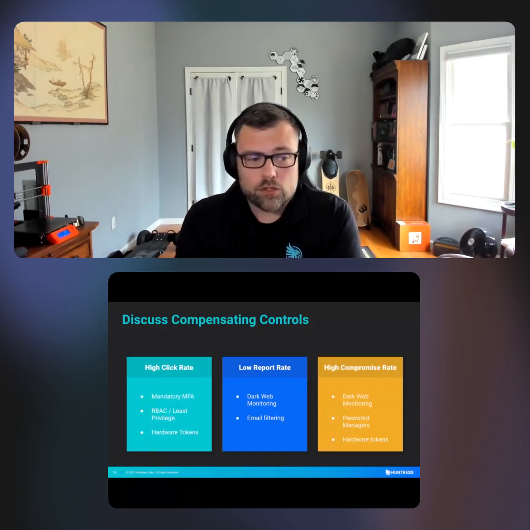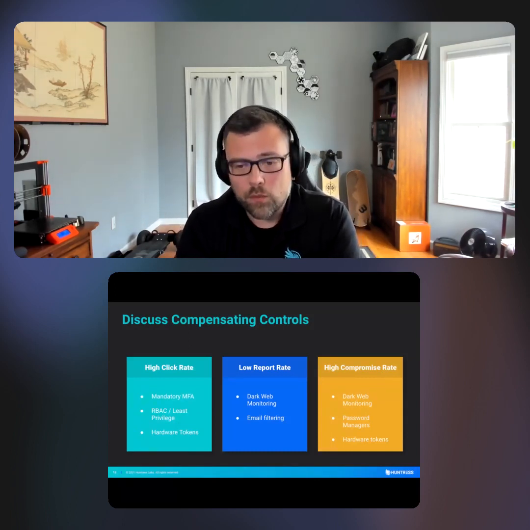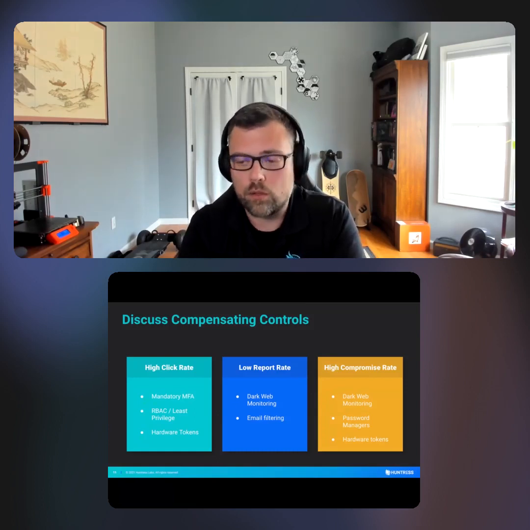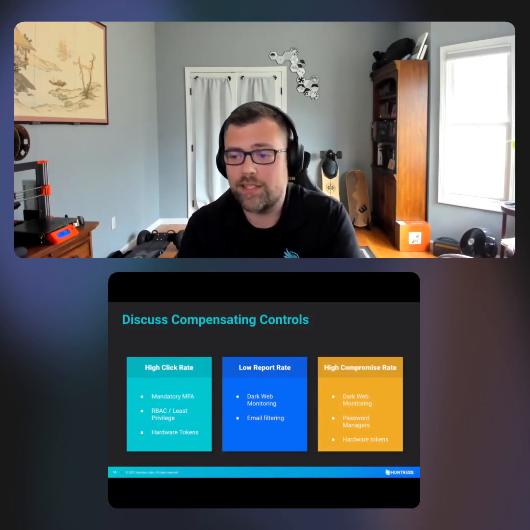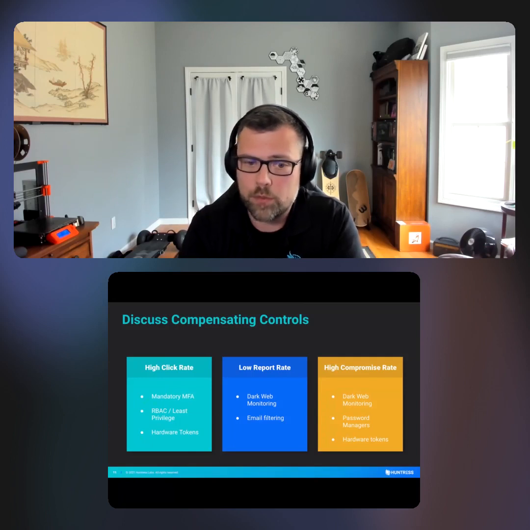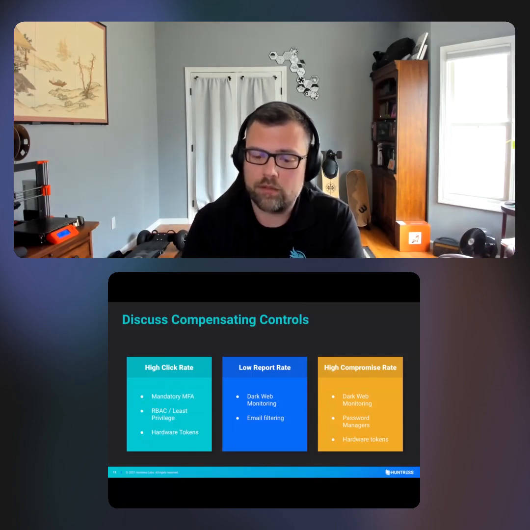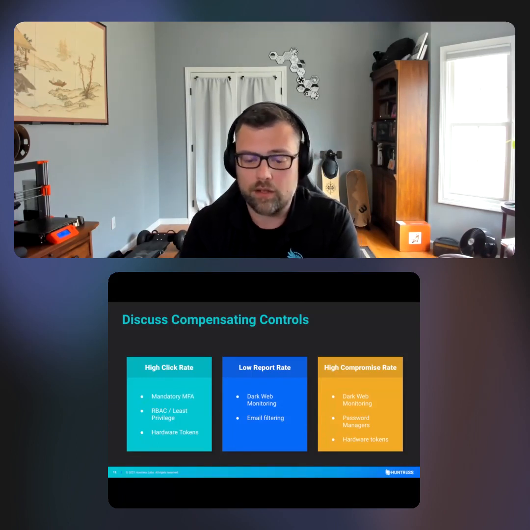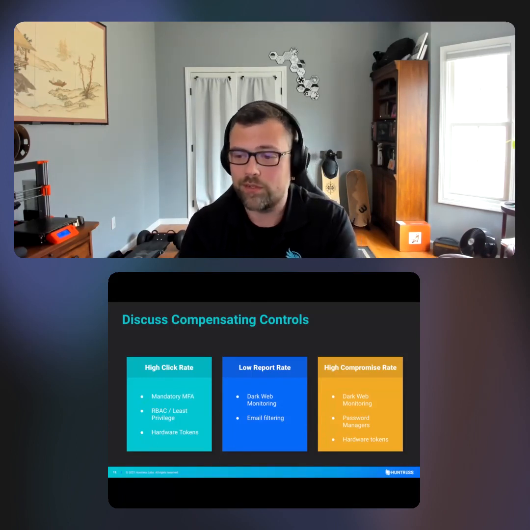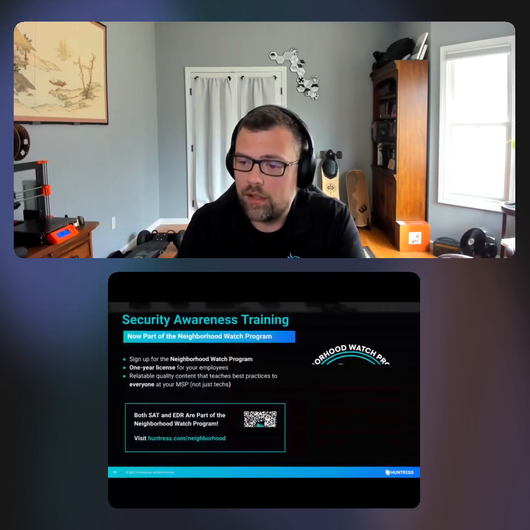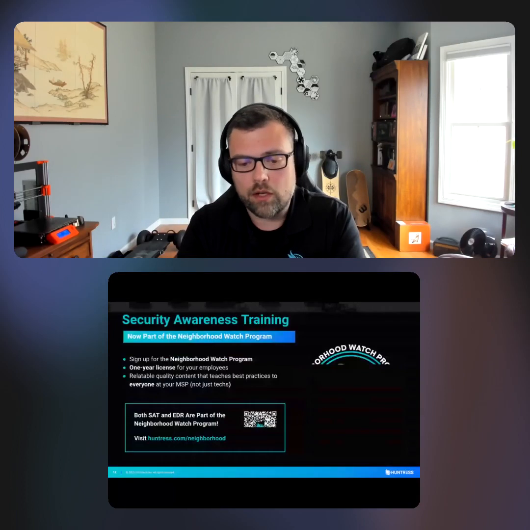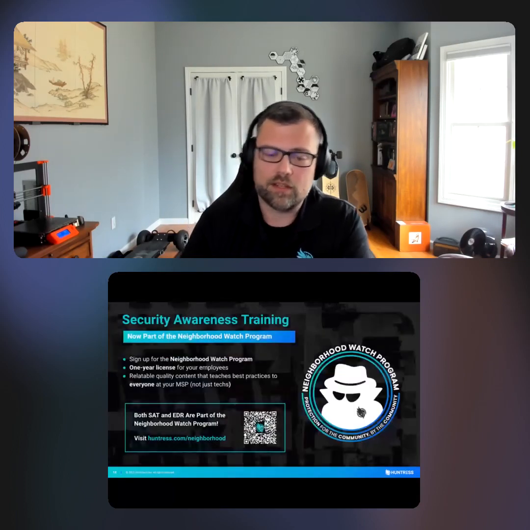Maybe the compromise rate is super high. Again, let's look at dark web monitoring: where are those credentials being sold in the event that they are put into a real social engineering attack? Password managers, let's limit the damage that can occur if somebody does put in one of these credentials, so that the compromise of a single credential doesn't lead to a compromise of the organization. And again, maybe this is the time to talk about hardware tokens and really think about how best we're going to protect ourselves against these scenarios.